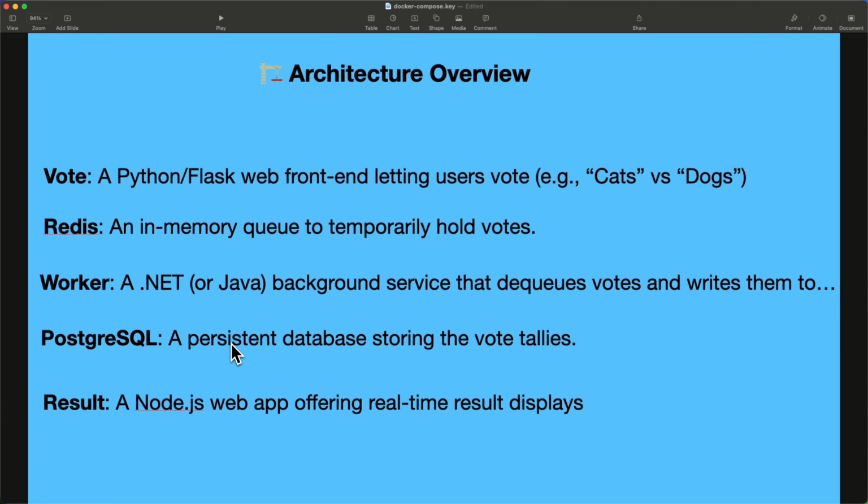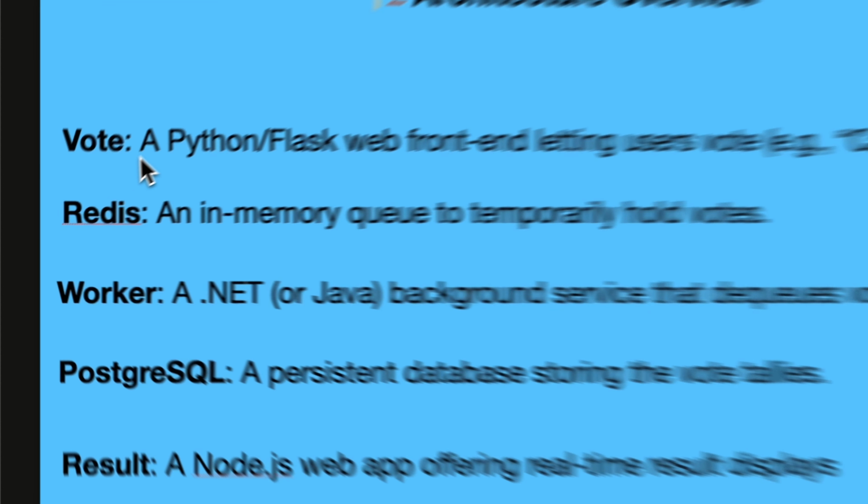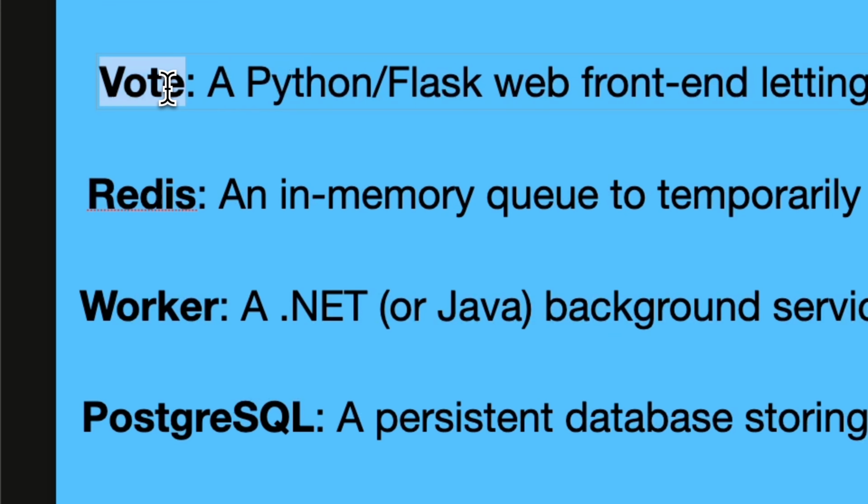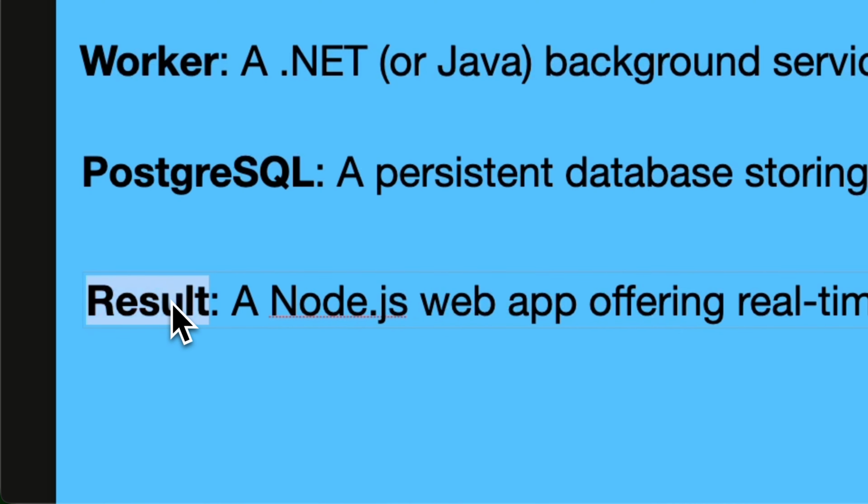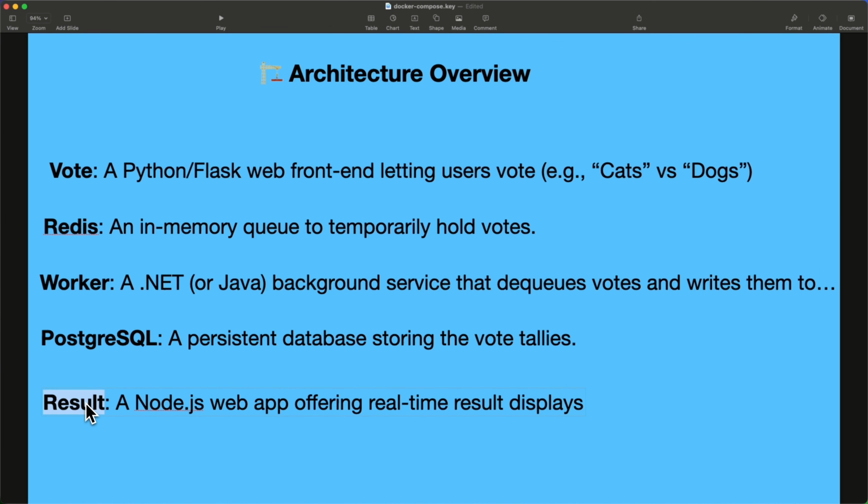The next one we have here is PostgreSQL. PostgreSQL is a relational database. This PostgreSQL is the database that's going to be storing our votes. When a user casts their vote, that vote will be stored in the database together with the voter ID. And the last one is the result application. This result application is also a front-end application that outputs the final result of the vote. While the voting application is used to cast the vote, the result application is used to display the result of the vote. So these are the various microservices for this application.